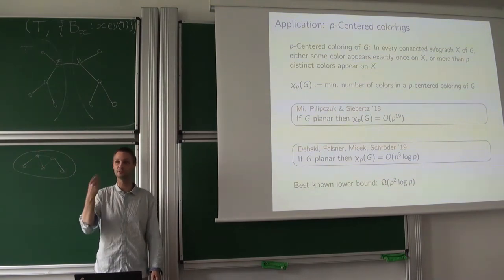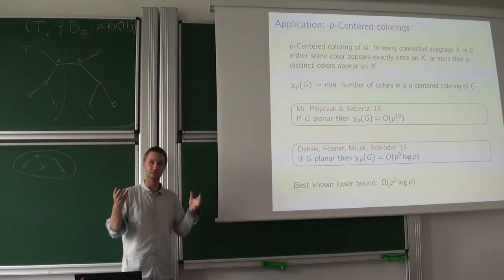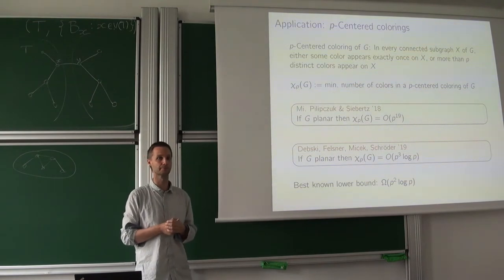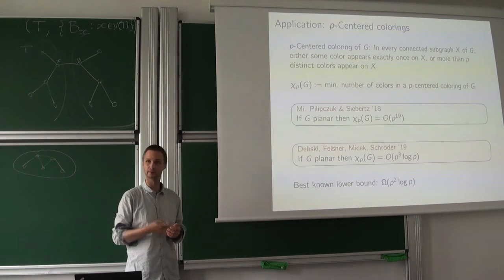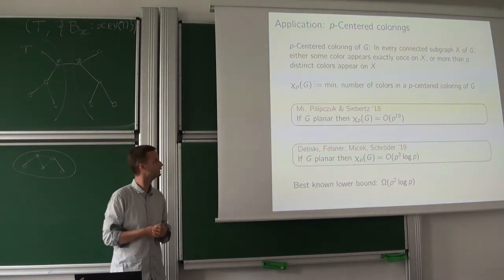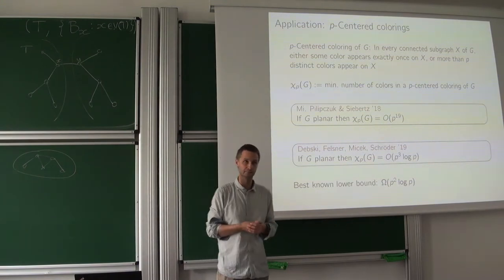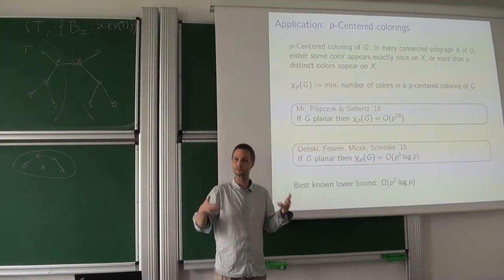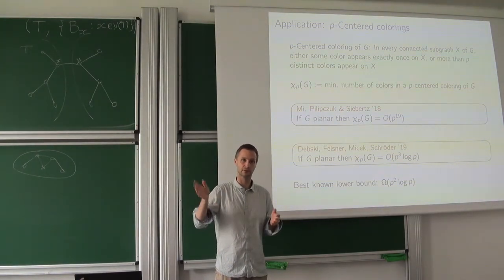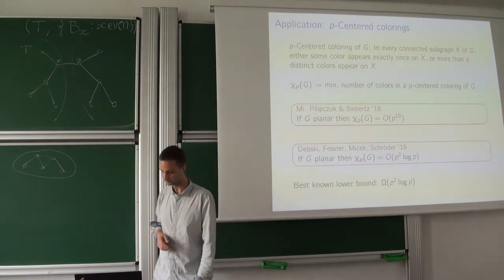Right, so you allow a second outcome so that you relax the condition a bit, and this potentially makes it possible to use fewer colors. Okay, so that's a p-centered coloring, and then you define the p-centered chromatic number as the minimum number of colors in a p-centered coloring. And as I already mentioned, if you let p tend to infinity, you go back to centered coloring, so you go back to tree depth. Right, so you have this increasing family of parameters.